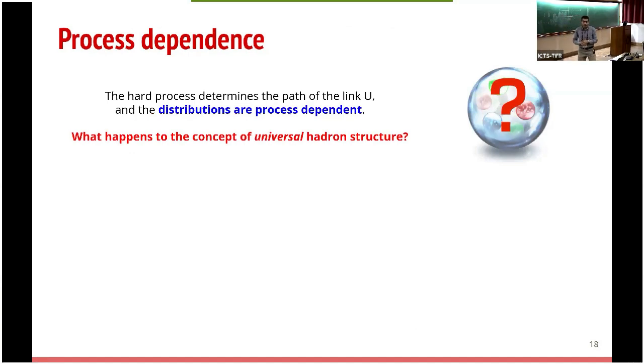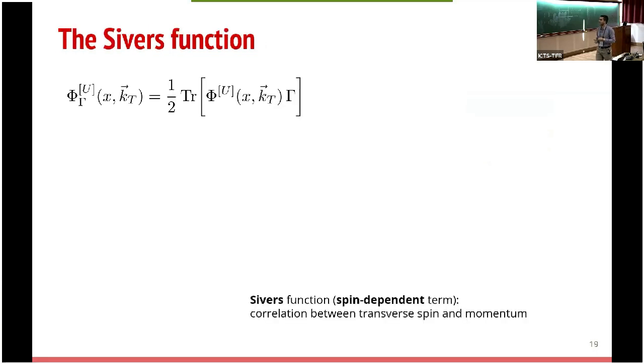Okay, so this is the question. The hard process determines the path of the link, and then the distributions are process dependent. In a sense, we lose the concept of universal hadron structure. But there is a way out, and I want to show you what happens in a very specific case, which is the case of the Sivers function.